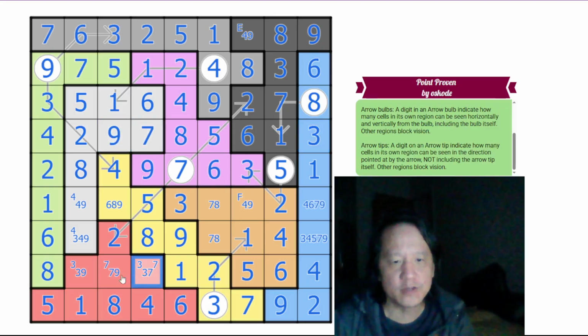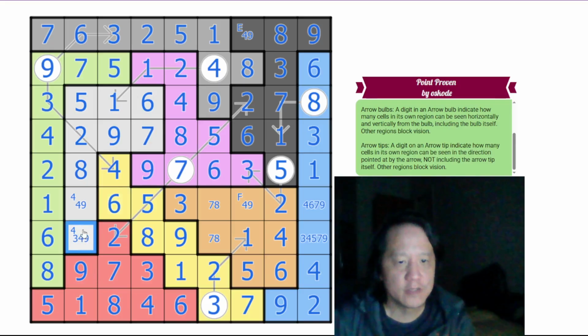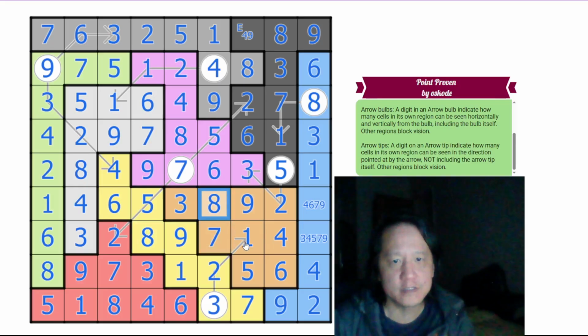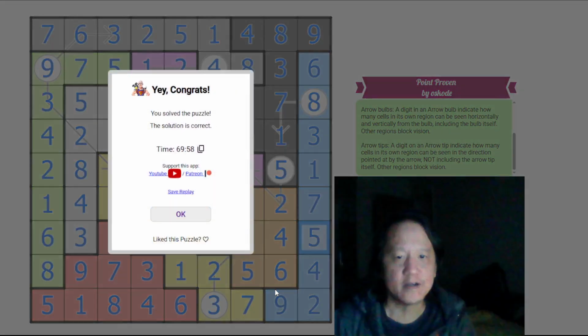7 eliminates 7 here, so it's 3, which makes this 9, which makes that 7. This can't be 8 or 9, it's 6. This can't be 9, this can't be 9, so it's 4, which makes this 3. 4 eliminates 4 here, so it's 9. 8 eliminates 8 here, so it's 7 and 8. 9 eliminates 9 here, so it's 4. The remaining digit here is a 7. Remaining digit here is a 5.